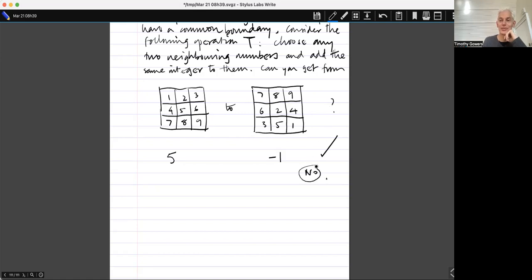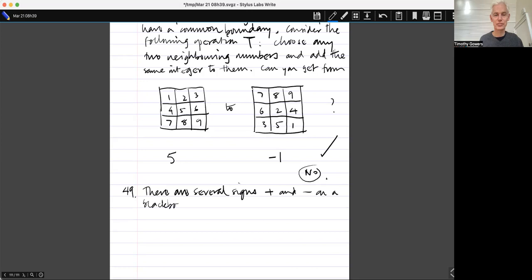And now, okay, so I think, okay, I'm going to do one more. This one looks as though it might be all right. There are several signs, plus and minus, on the blackboard. So it's a race against time, this question now.